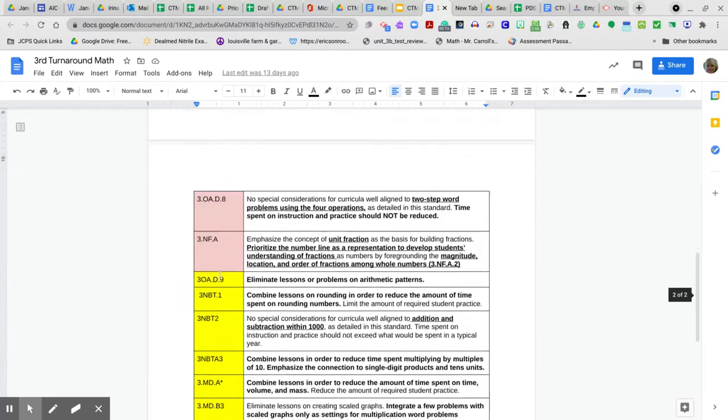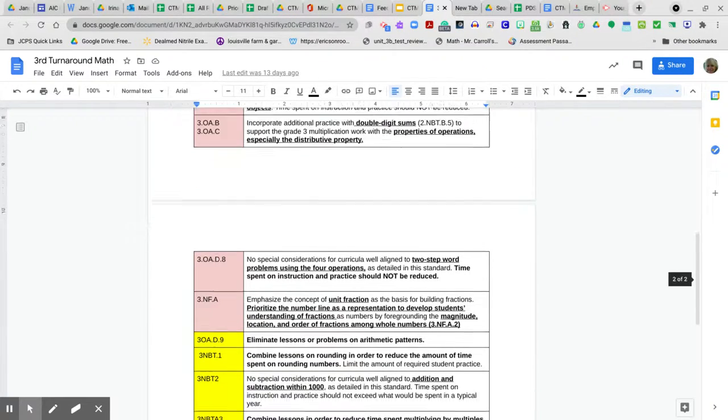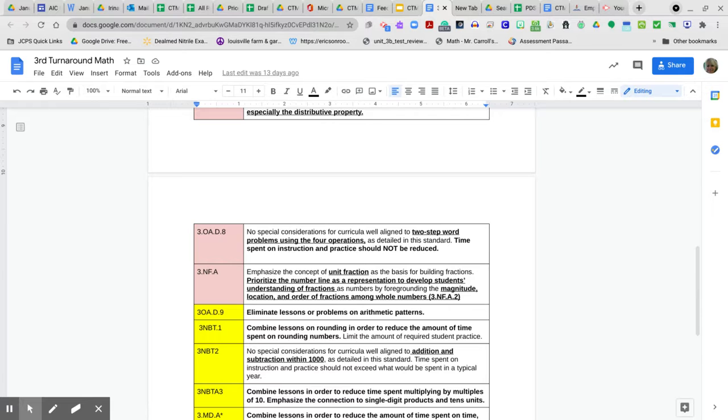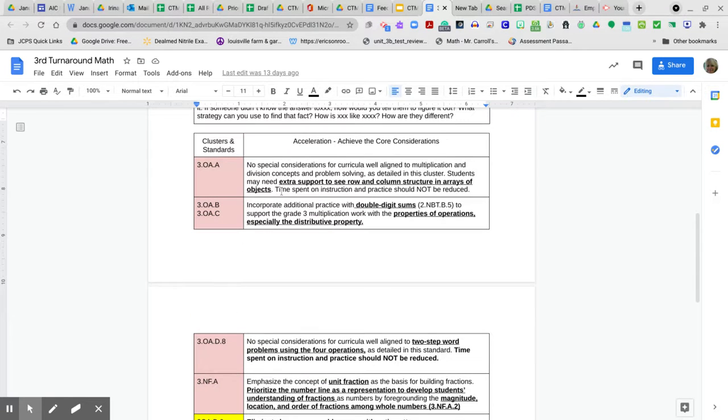Okay, and again, we have those green, and the red and the yellow standards. The red are your priority standards, and the yellow are the supporting. But you're really looking at those to see specifically what you should or should not do with a standard. For example, this first one: time spent on instruction and practice should not be reduced. Extra support to see row and column structure in arrays and objects. Okay, so that kind of helps you.